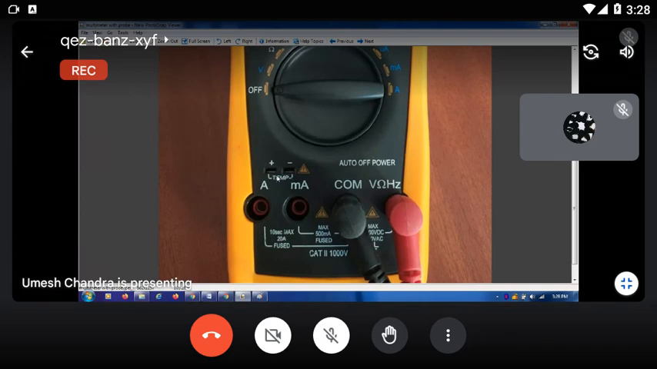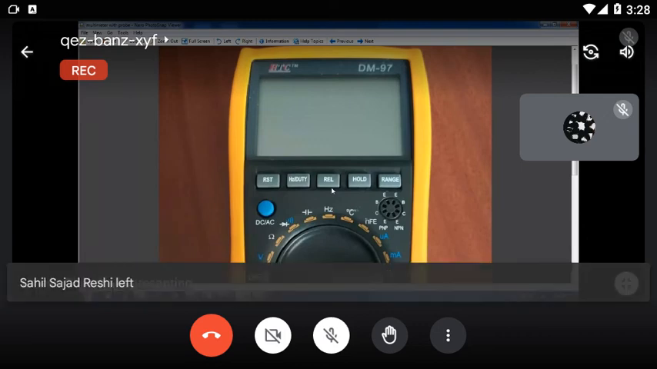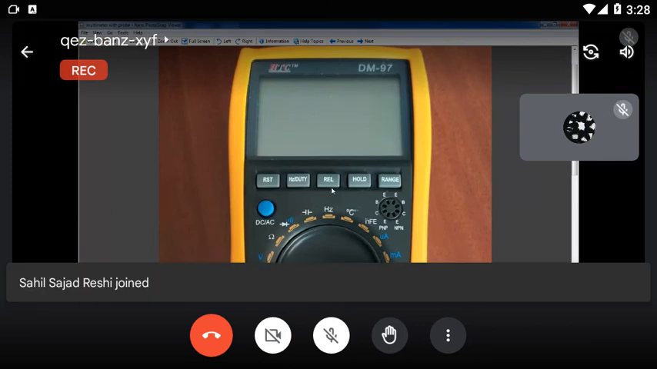For temperature measurement, another connecting wire, you just connect it here, and then you check how much temperature is in your room. Another is REL. Real means what? And hold means that is for hold. Hold means that is constant. You get the constant value.